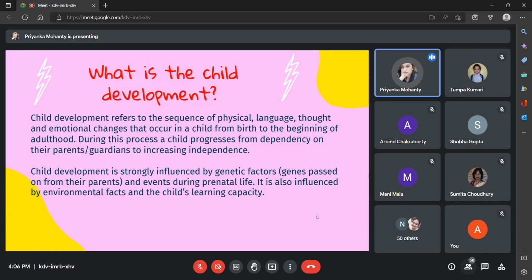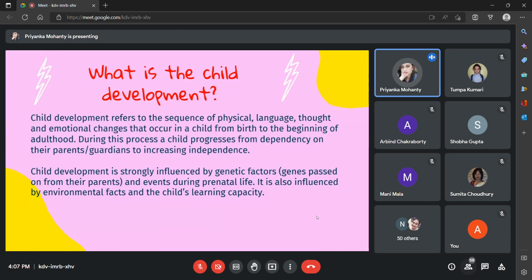So when the child is born, it doesn't know how to speak, how to walk, how to eat. The child is totally dependent on the parents. So it is the process where the child learns how to speak and how to walk. The physical development is there, emotional development is there. It all comes from the parents.